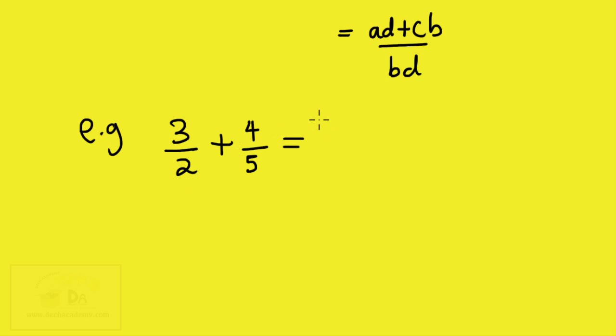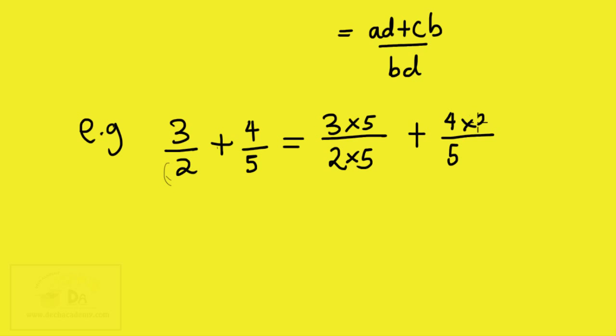So what you do is you take the first fraction, 3 over 2, and you multiply its numerator and denominator by the denominator of the second fraction, which is 5. You note down the operation, which is plus in this case, and you take the second fraction and you multiply it through by the denominator of the first fraction, which is 2. This gives 3 times 5, 15, 2 times 5, 10, plus 4 times 2, 8, 5 times 2 is 10.